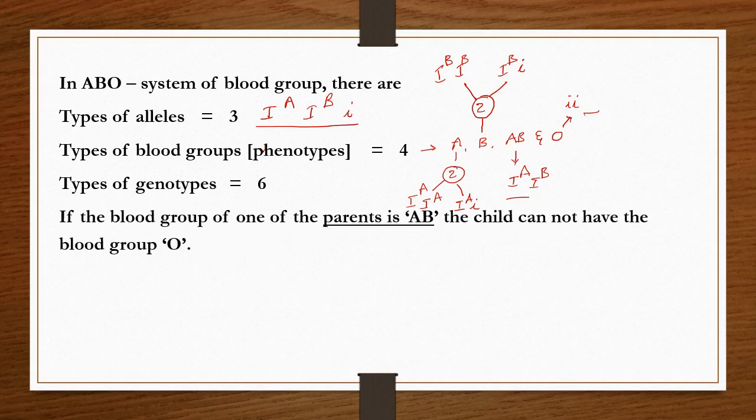If the blood group of one of the parents is AB, the child cannot have the blood group O.